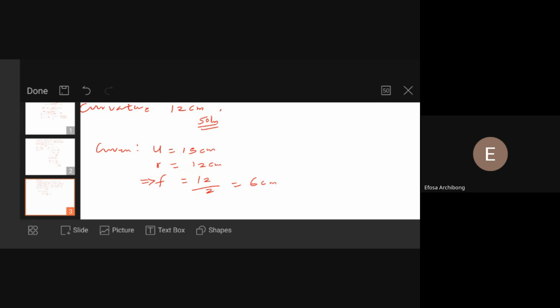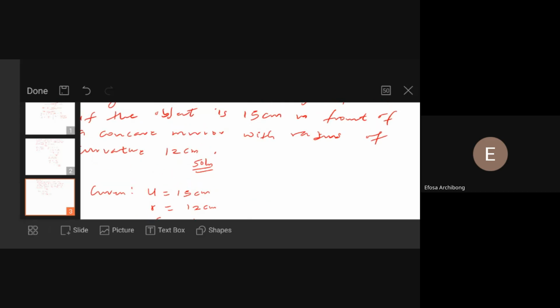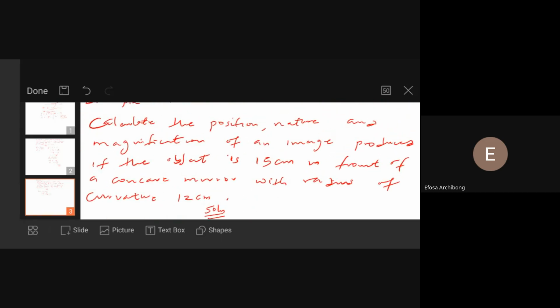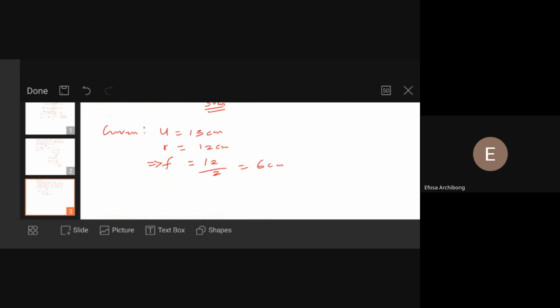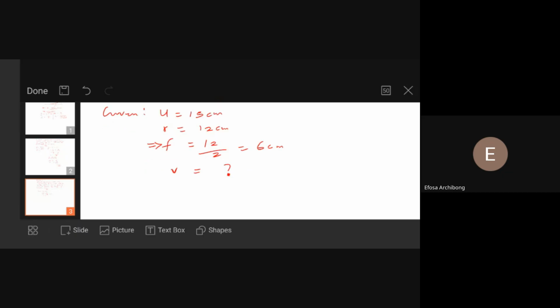All right. And then we're asked to find the position. So let's start by calculating V, which is the image position. Let's put a question mark there. Now, remember, the way to solve this is using the mirror equation. Recall that 1 all over F is equal to 1 all over U plus 1 all over V. But it is V I'm looking for.